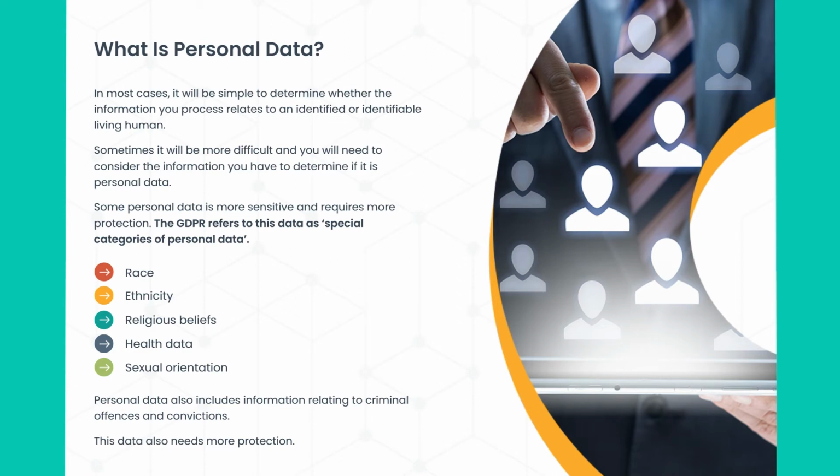Some personal data is more sensitive and requires more protection. The GDPR refers to this data as special categories of personal data. This data includes race, ethnicity, religious beliefs, health data, sexual orientation. Personal data also includes information relating to criminal offenses and convictions. This data also needs more protection.